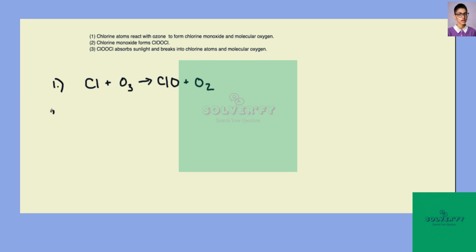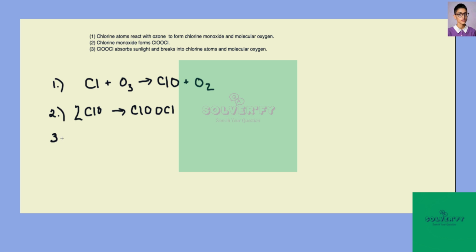Our second step takes the chlorine monoxide that we formed in the first step and reacts to form this intermediate compound, ClO, OCl. As it's written, there's one chlorine on this side, but two chlorines on this side, and one oxygen, but two. So to balance it, we need to put a 2 here, giving us two chlorines and two oxygens on both sides.